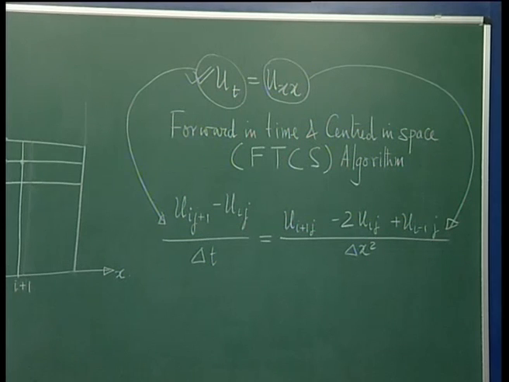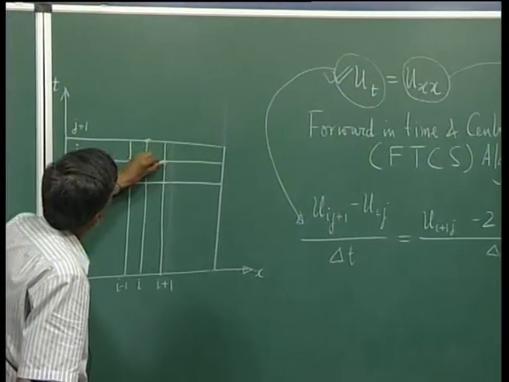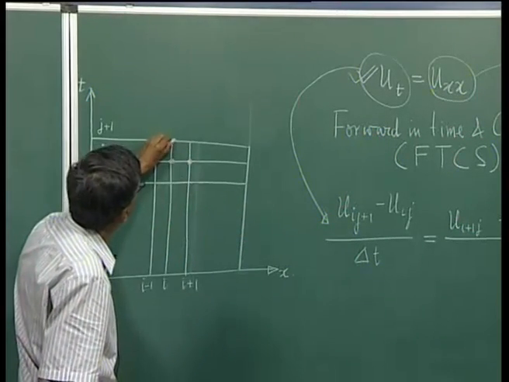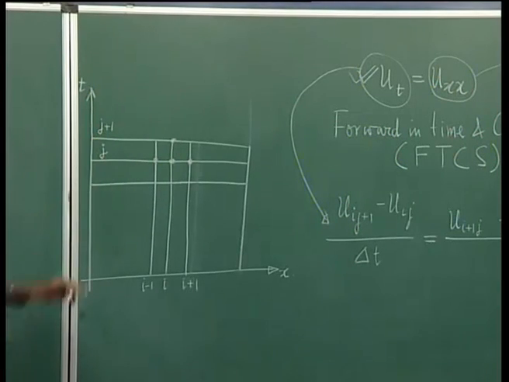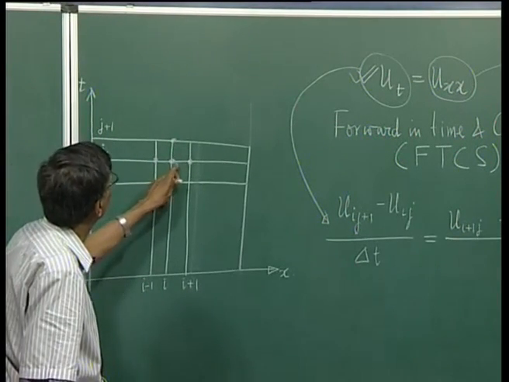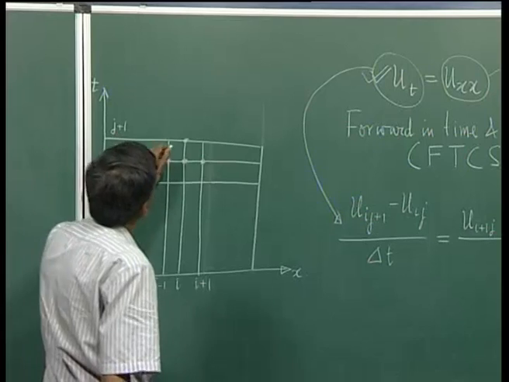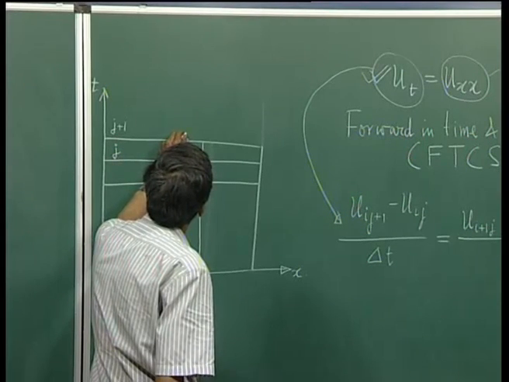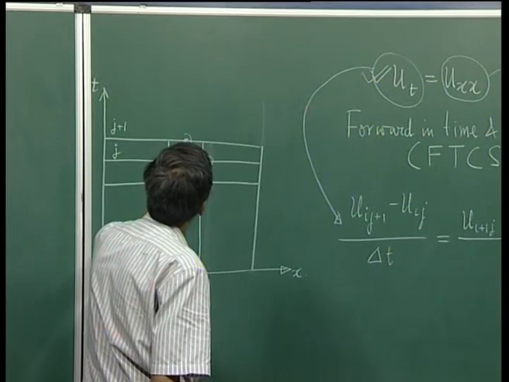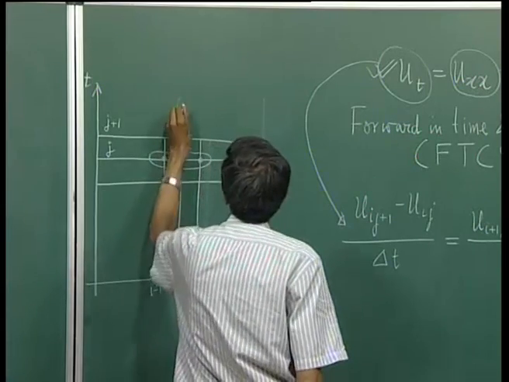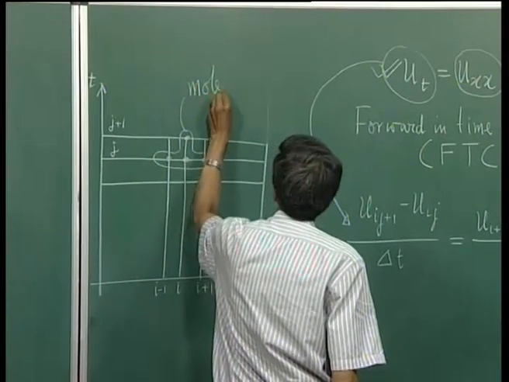Having done that, we note that the points involved in this algorithm are given here by these dotted points, that is u i j plus 1, which is at the advanced time level, j plus 1 being the time level, and it depends on the other 3 points which are given on the line below. In the language of computation, these participating node points constitute what is called the computational molecule.